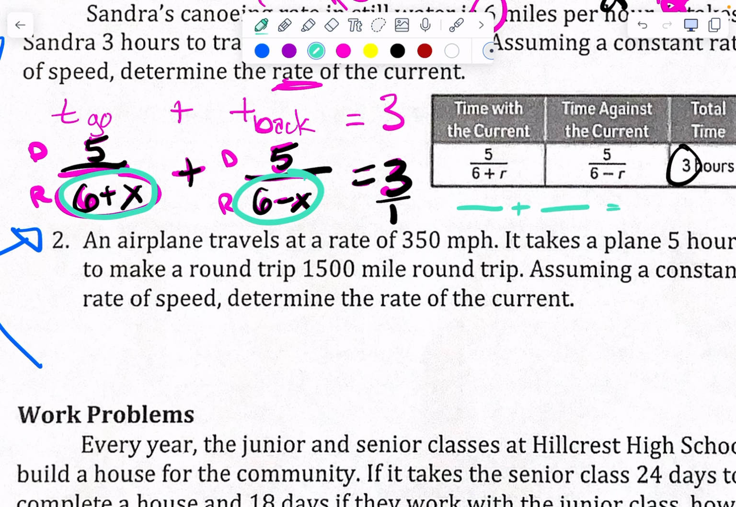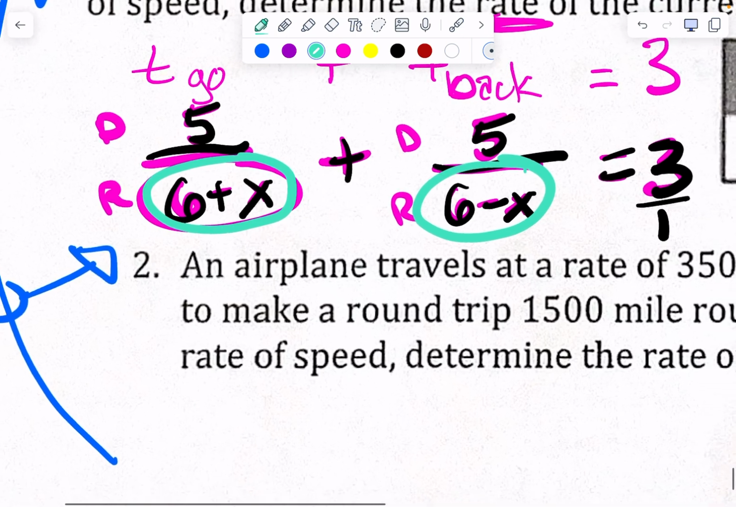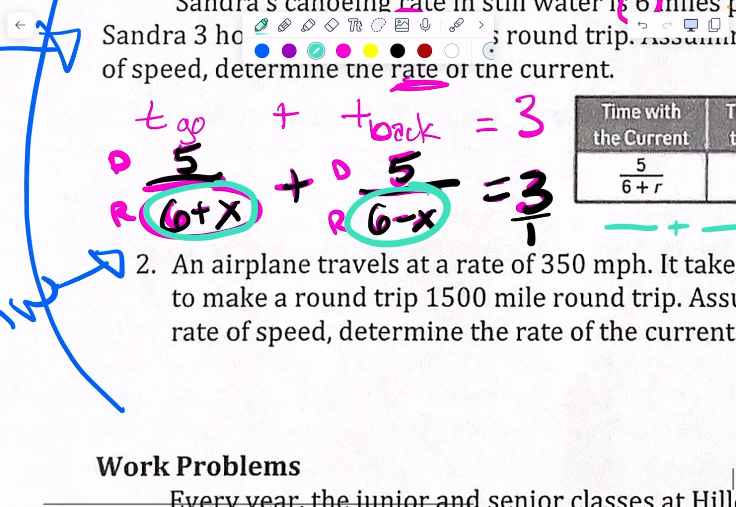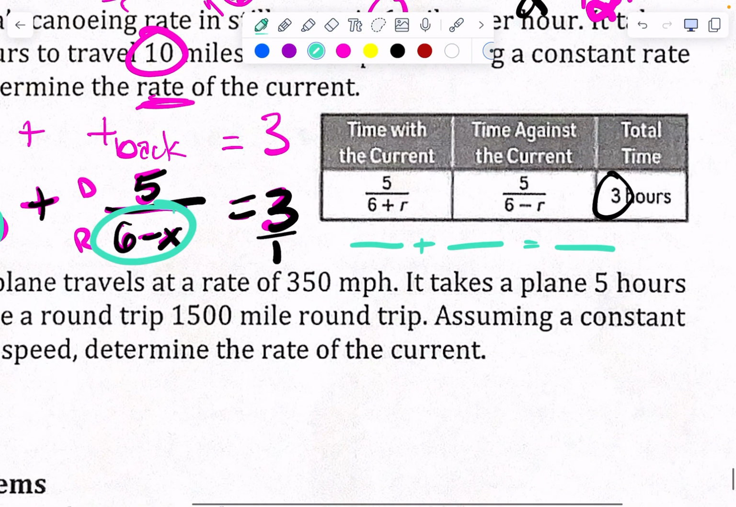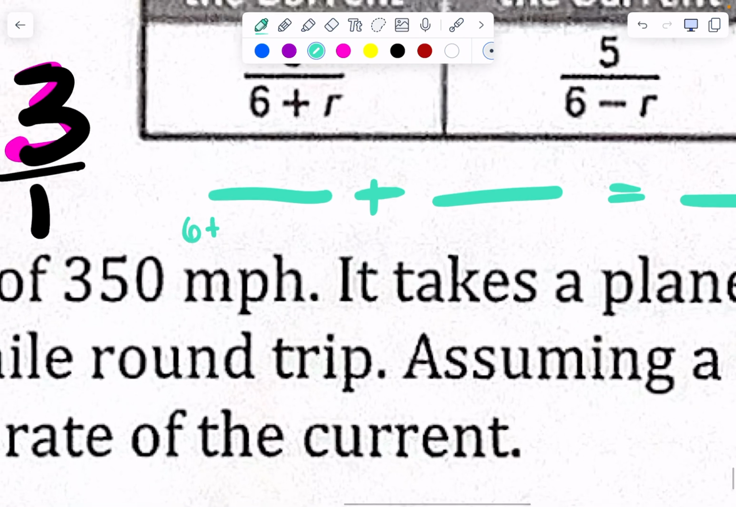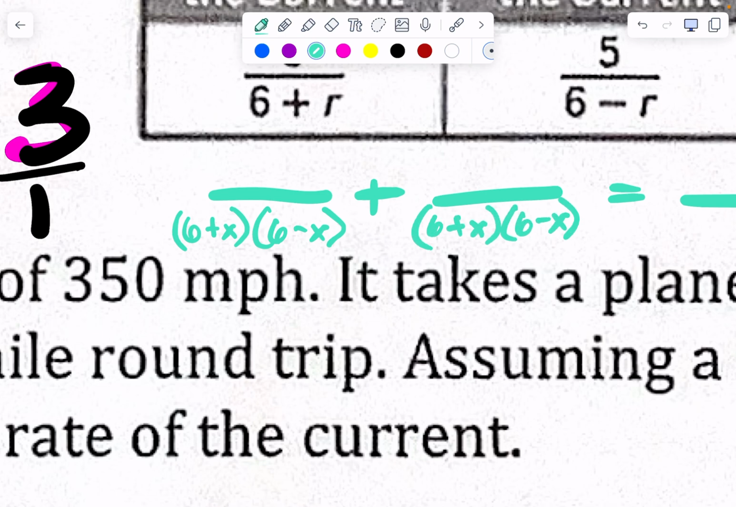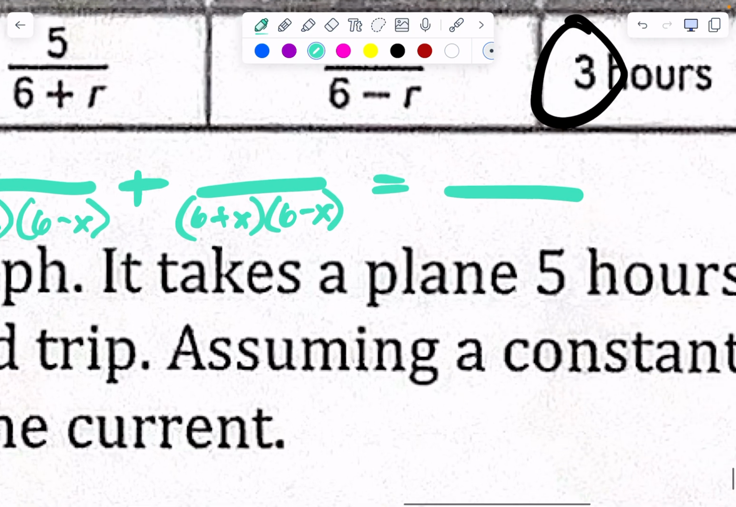All right, identify a common denominator. 6 plus x and 6 minus x are not the same thing. So I have to have a common denominator of 6 plus x times 6 minus x. And 6 plus x, 6 minus x. Okay, so that's my common denominator.